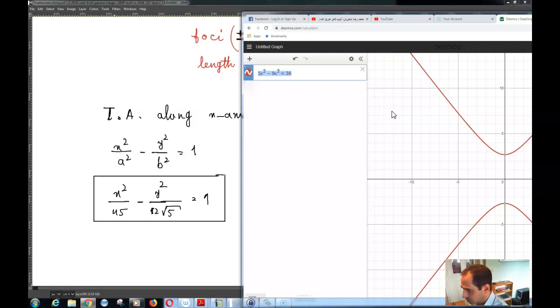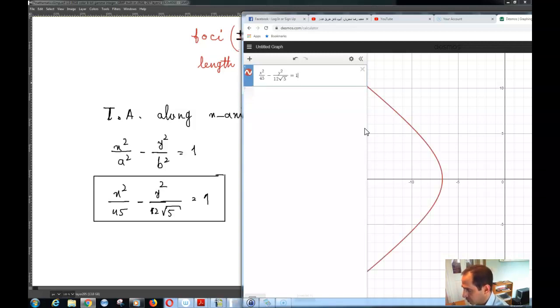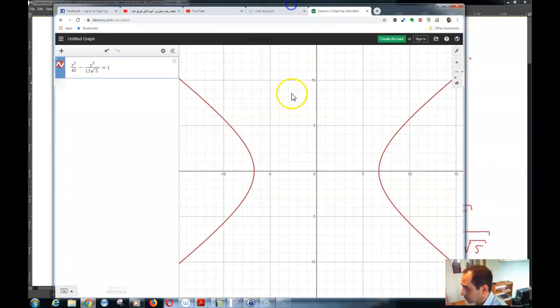If I write basically the same equation that I have over here, I enter it in: x squared over 45 minus y squared over 12 square root of 5 is equal to 1, and that gives me this thing over here.